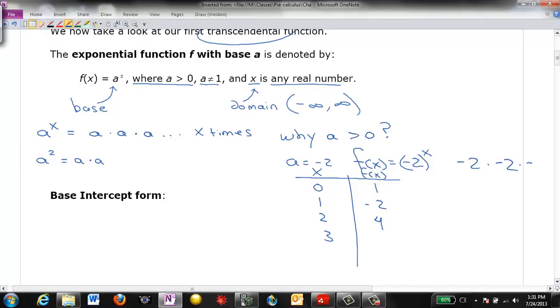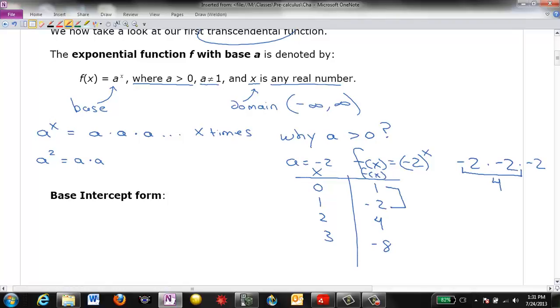So I'm going to add a third negative 2 here. Negative 2 times negative 2 was positive 4, and 4 times negative 2 is negative 8. Notice what's happening here. As I go from the first input, 1, to negative 2, as I increase x, f of x alternates between a positive and a negative number. That makes our function non-continuous, and we don't want a non-continuous function. So this is why we restrict a to being something greater than 0.